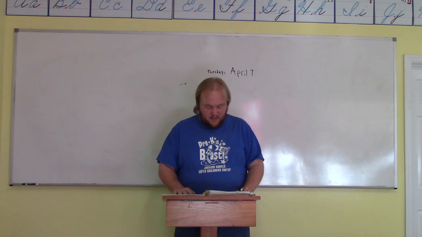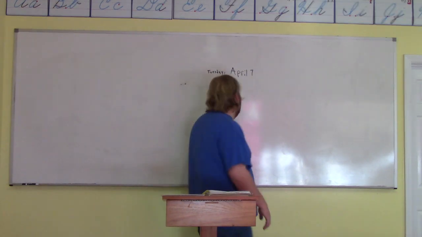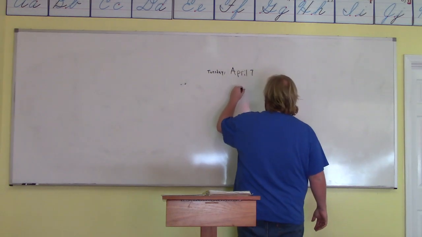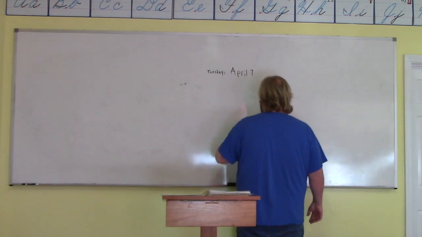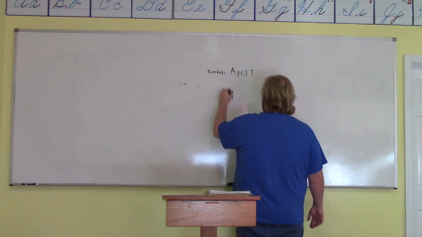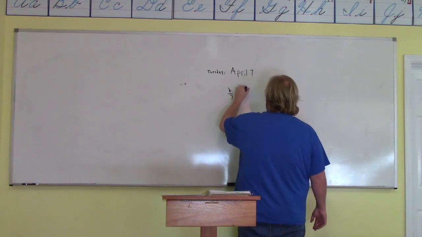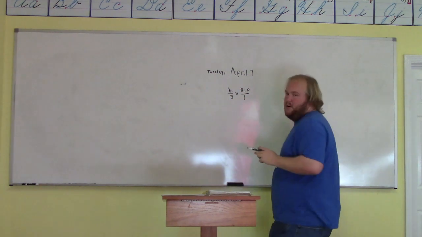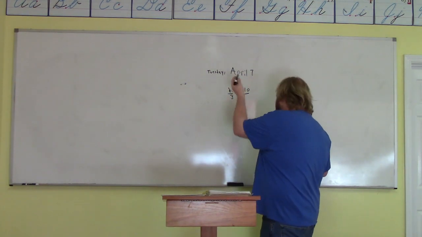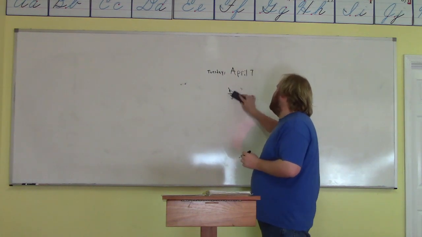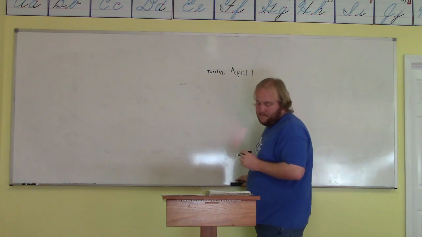And then d, the band was allowed to keep 2/3 of the money from the sale of the tickets. The total sales of tickets was $810. How much money was the band allowed to keep? 2/3 times 810 over 1. Remember, anytime you want to turn a whole number into a fraction, it's just over 1. So you multiply and then divide by 3. Pretty straightforward, nothing tricky on that.